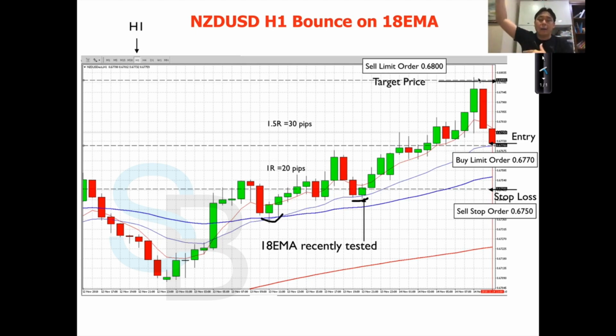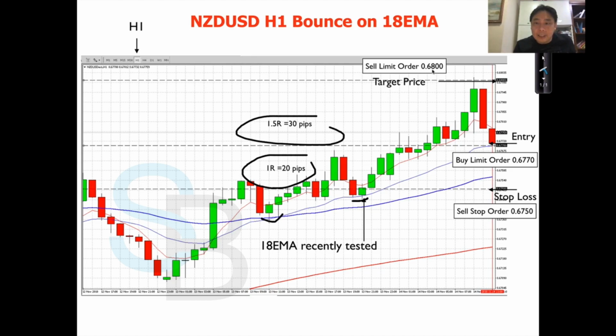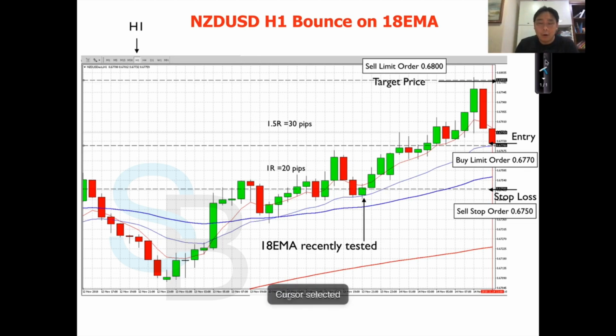But not too high. If not, it can't reach, and it'll come all the way down again. Okay, so you can see I'm risking 20 pips to make 30 pips. So profit target at 6800. Okay, what do I do next? That's right, I check H4 for alignment. Is H4 on an uptrend as well?